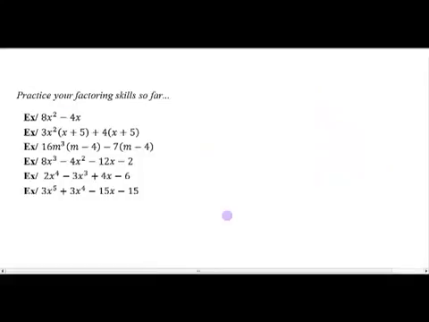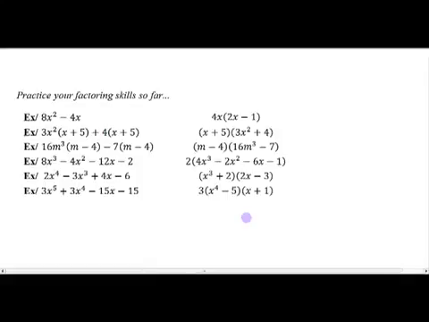You might want to go ahead and practice your factoring skills so far. If you'd like, you can pause the video now, take a piece of paper and try to factor these polynomials. When you're finished, you can unpause the video and I'll have the answers to the right.